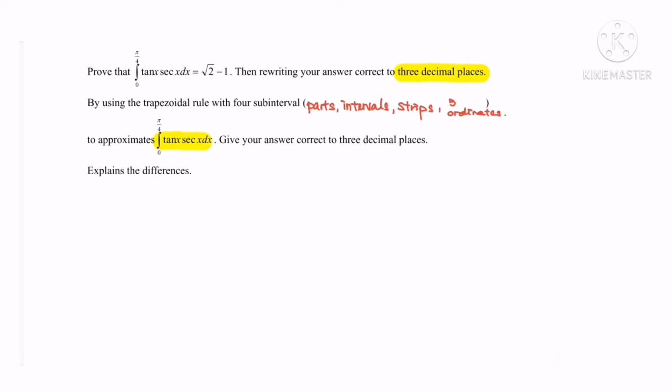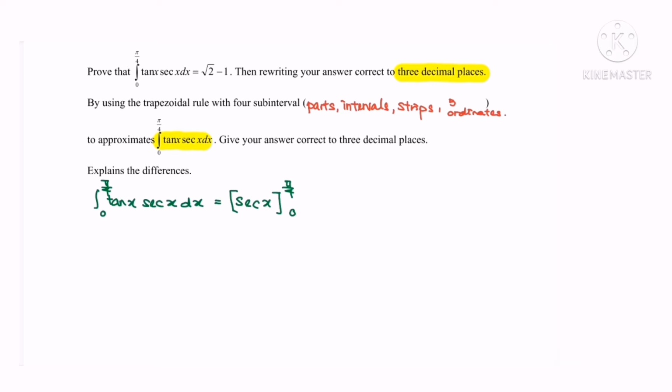So focusing on number 1. Integrate tangent x secant x with respect to x for the limit 0 until pi over 4. So meaning that we have to refer to the technique of integration. For this question, it is a direct method. So whenever you integrate tangent x secant x, we will have secant x as the answer for the limit 0 until pi over 4.